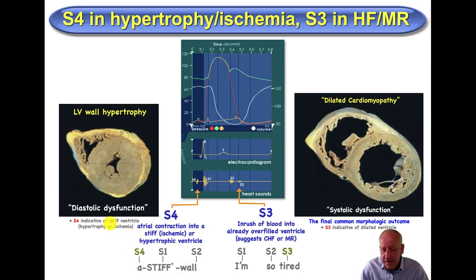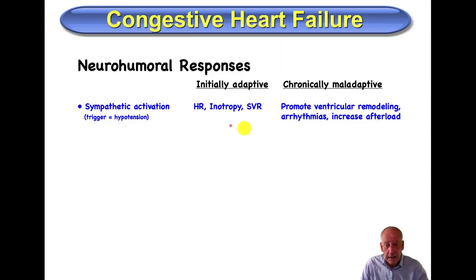Remember that a stiff ventricular wall can also result from ventricular ischemia, for example, after a myocardial infarction. Let's review those neurohumoral responses that are triggered in response to heart failure. When the heart cannot develop an adequate stroke volume to satisfy the baroreceptors, the sympathetic nervous system will be activated. This is initially adaptive. By increasing heart rate and inotropy, the stroke volume can be improved, and at the same time, systemic vascular resistance is increased, and together this will help relieve the hypotension.